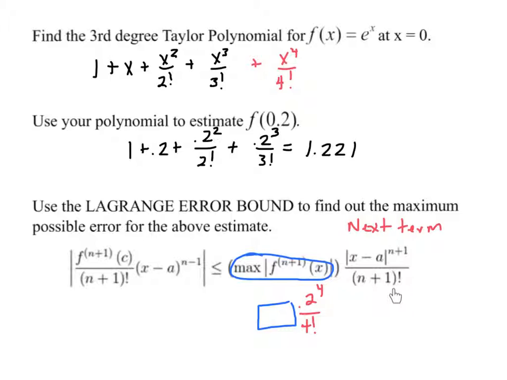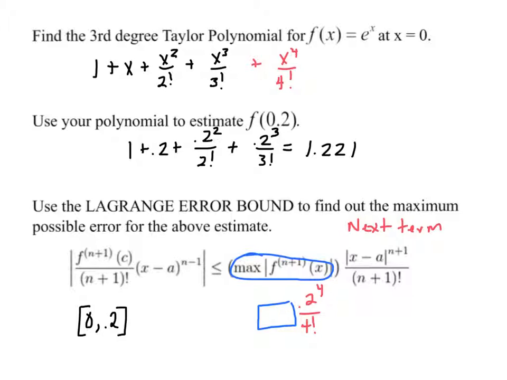And this bottom n plus 1 factorial just has to do with the fact that we're going to the next term. So the maximum value of the next derivative. Well, this is what makes the Lagrange error bound a little bit more difficult than alternating series, because in alternating all you need to do is find the next term. But in Lagrange you need a maximum value of your derivative, and really between where you made the series and where you're estimating the series. So for us, from 0 to 0.2.